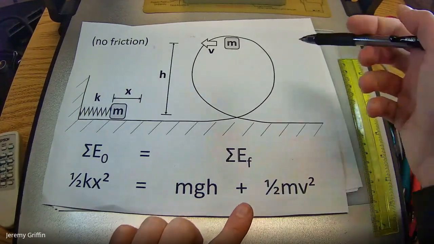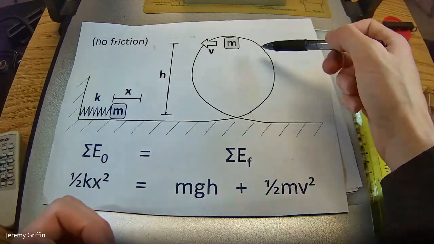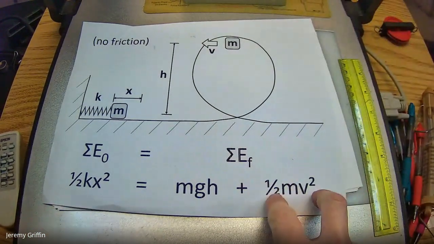And it better be in motion, because if it runs out of speed by the time it gets to the top, it's just going to fall off the track. So if you want to get all the way around, there's got to be some kinetic energy.